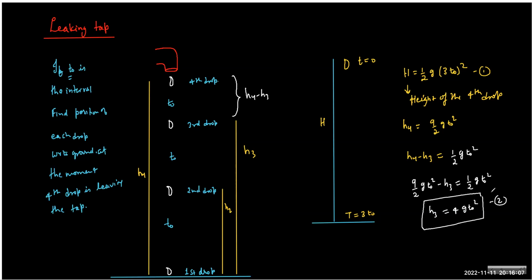So tell me the answer for the H2, guys. H2, you can see now how far is H2 from the top. So H4 minus H2 is basically 2 T naught away, right? So the answer is 0.